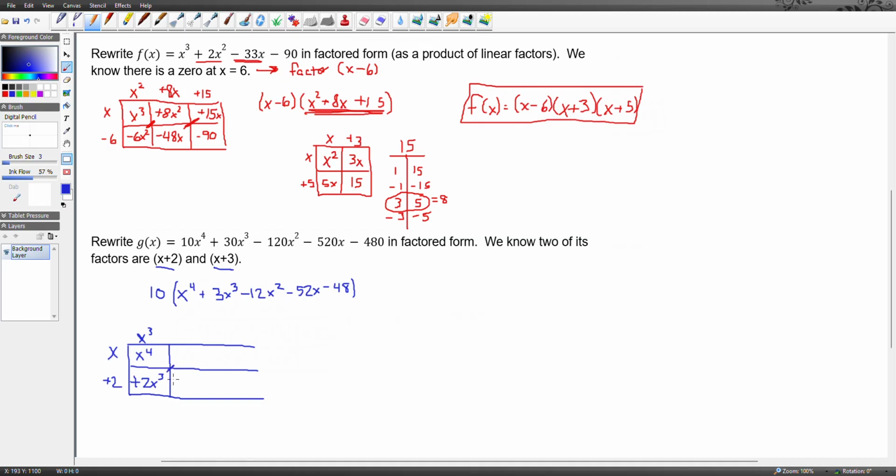Then I do a diagonal. These two have to add to make 3x cubed. So if I'm already at positive 2, I just need to go up one more x cubed. 2x cubed plus 1x cubed makes 3x cubed. That means up here I need 1x squared. And then I can multiply the top times the side to fill in this bottom box. 1x squared times 2 is 2x squared.